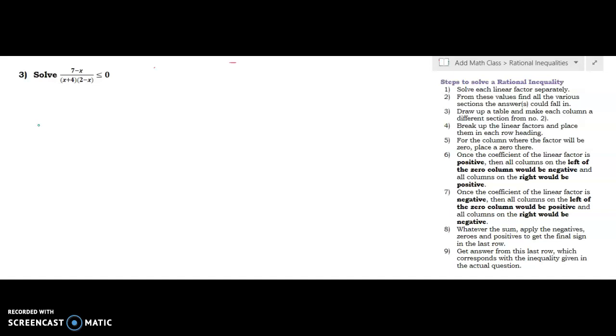So now this is our third and final sum. Again, I have a 0 here, so it's great. We could just jump straight into our question. Solve each linear factor. So I'll get 7 minus x is equal to 0, so x is equal to 7. x plus 4 is equal to 0, so x is minus 4. 2 minus x is equal to 0, so x is 2. So these are my linear factors that have been solved.